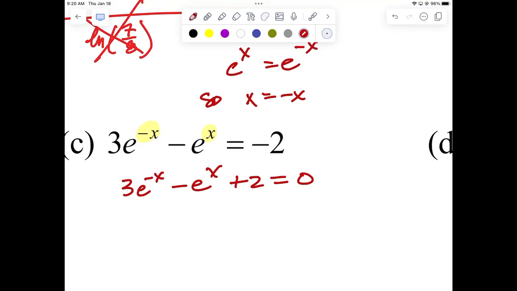How are we going to factor that? Is there anything that comes to mind that we could do?